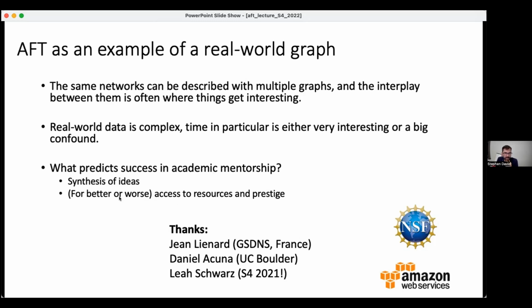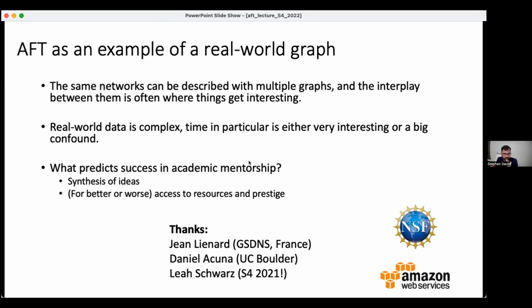And then briefly, when we talk about mentorship itself, there's a lot going on. Many things matter. Synthesis, being able to bridge ideas between researchers, seems to be important. And again, for better or worse, having access to prestige and resources tends to do you some good. There's some value, whether you like it or not, to being in a well-connected clique; it's going to benefit you in the long run.